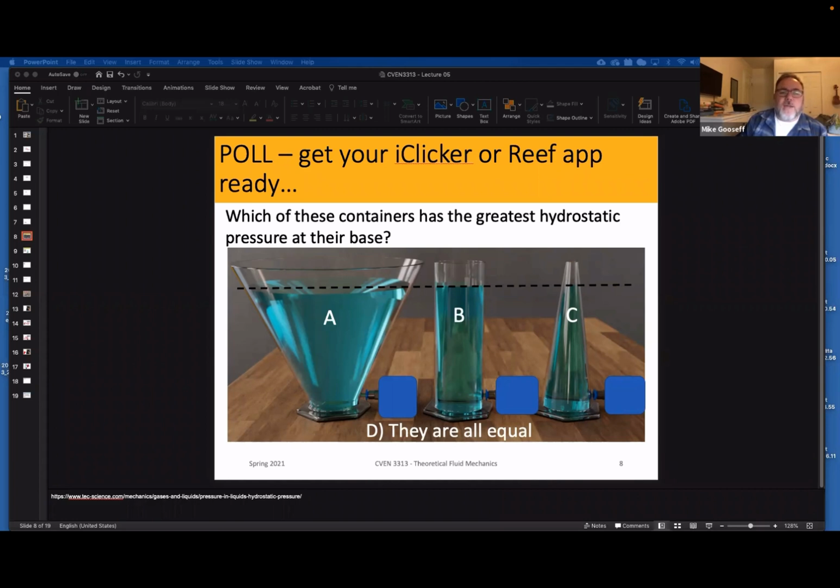Ooh, there was a little jockeying there. All right, a few people changed their answers. Oh, come on.